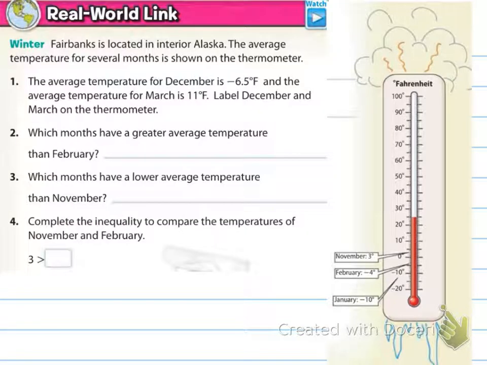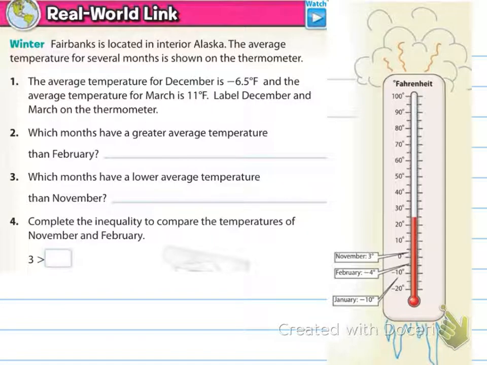All right, so in Fairbanks, Alaska, the average temperature for several months is shown on the thermometer. The average temperature for December is negative 6.5 degrees Fahrenheit, and the average temperature for March is 11 degrees Fahrenheit. So label December and March on the thermometer.